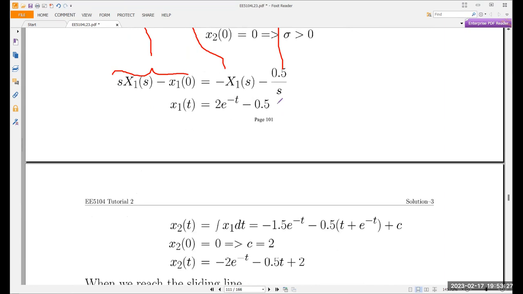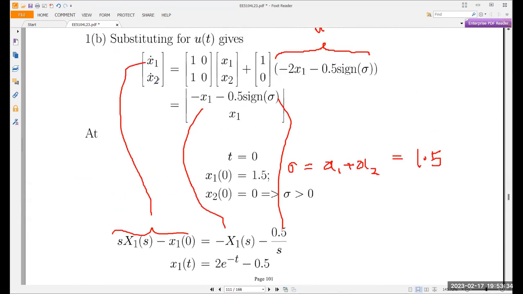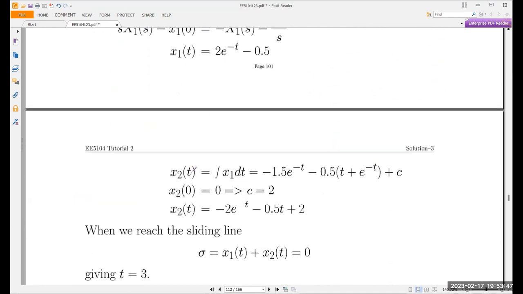Then we want to draw x2. You look at the equation: x2 dot is equal to x1. So you integrate x1, you get x2. Since x1 you already found out, you stick that inside here. You integrate it, you will get this. This is an integration constant.